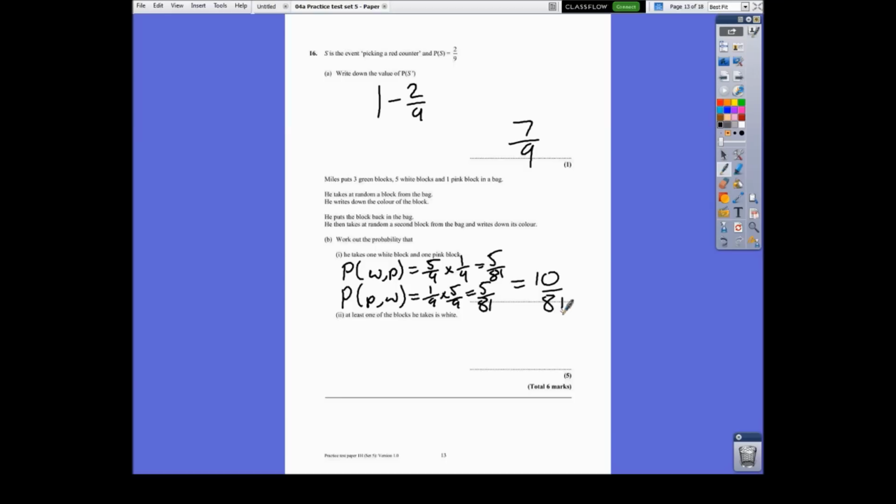Part 2, find the probability of at least one of the blocks being white. Well, there's quite a lot of ways of doing that.